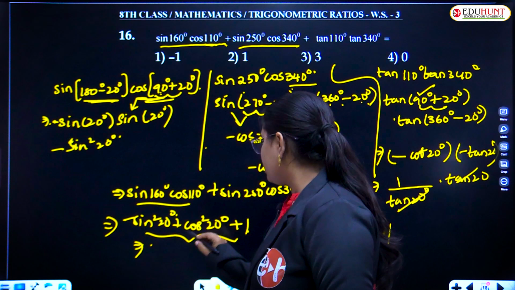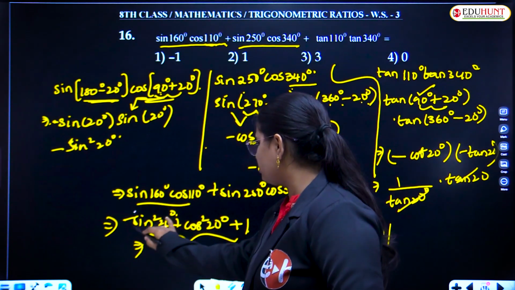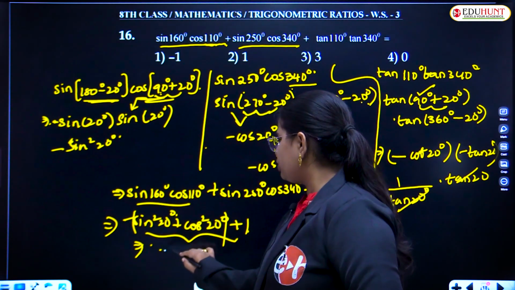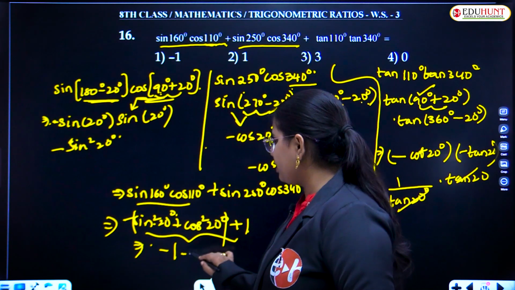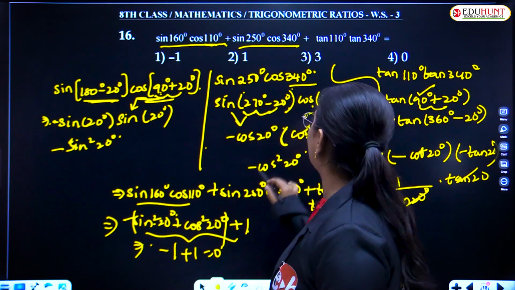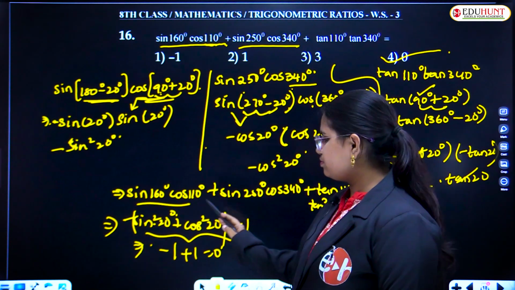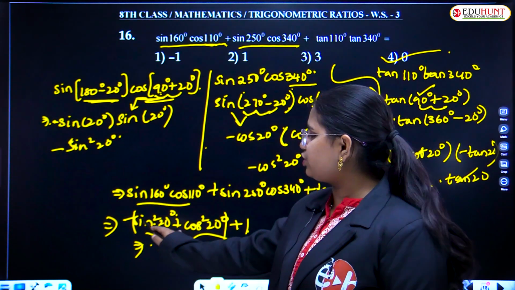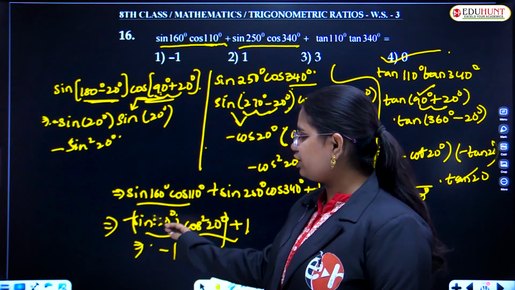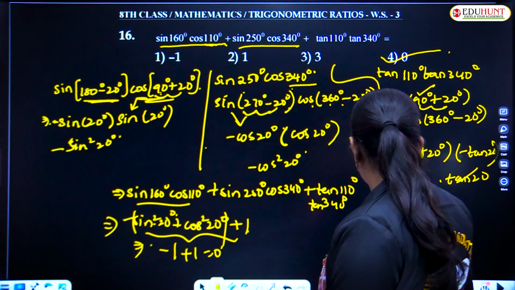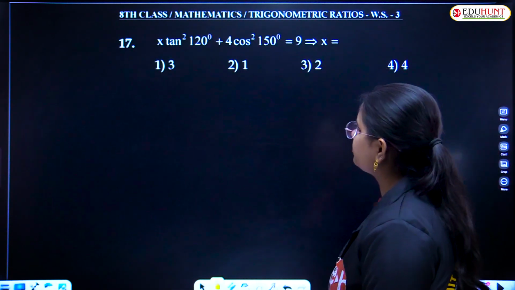So here, if you take, just a minute, sin square theta plus cos square theta minus 1 plus 1 is equal to 0, which is option 4. Yeah. See, am I clear? Minus you need to take common here, right? So we'll get back to the next question.